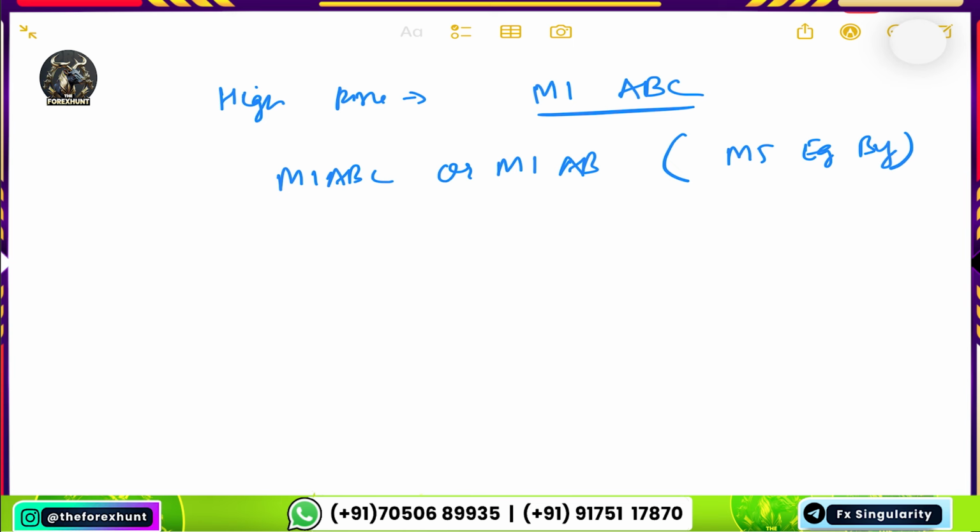This will make your SL very small. This is your high risk. Okay, I will show you some chart examples as well.